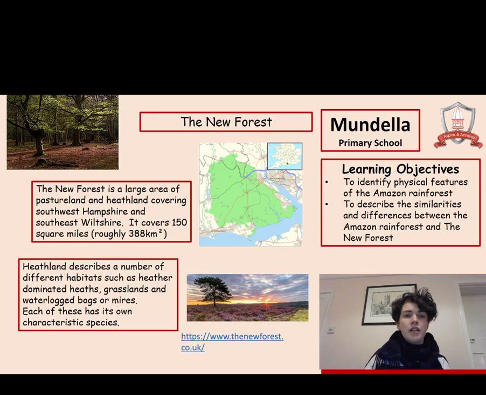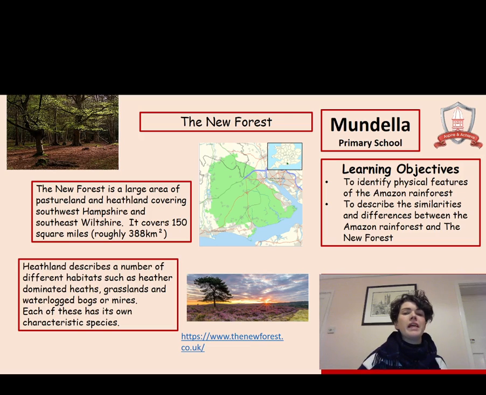Let's now turn our attention to the New Forest, which is in the United Kingdom. We're going to compare and contrast the New Forest with the Amazon rainforest. They're two physically very different places, but you'll also notice there might be some similarities. The New Forest is a large area of pasture land and heathland covering southwest Hampshire and southeast Wiltshire.